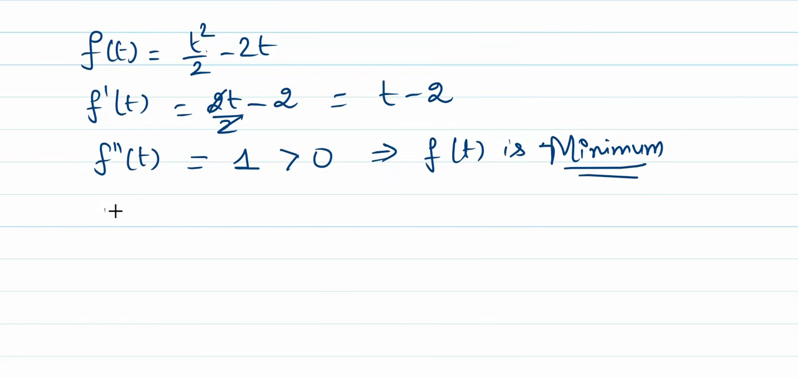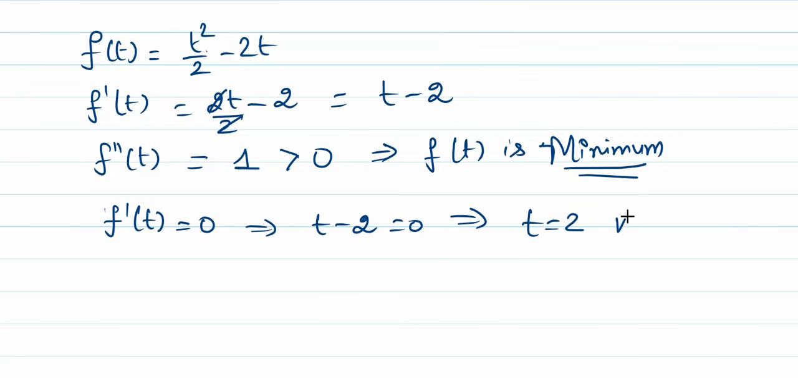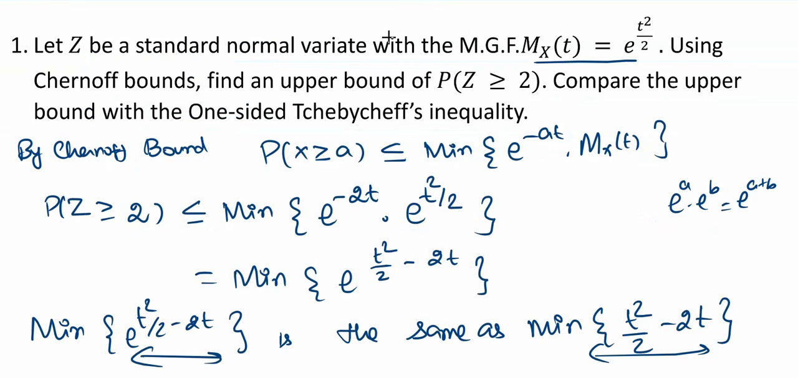The point at which it gets minimum is given by the first derivative equated to 0. So this gives us t minus 2 equal to 0, or at t equal to 2, it reaches the minimum value. So we will see what happens at the point t equal to 2. Go over here and substitute t equal to 2.